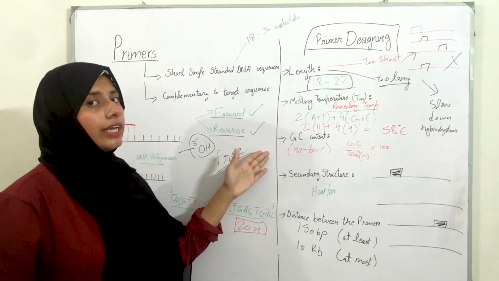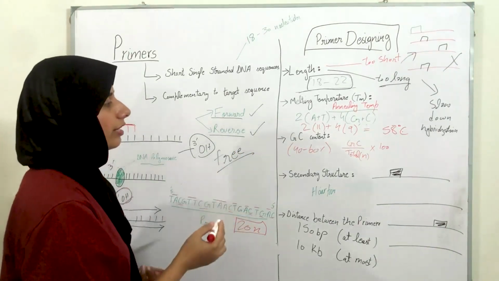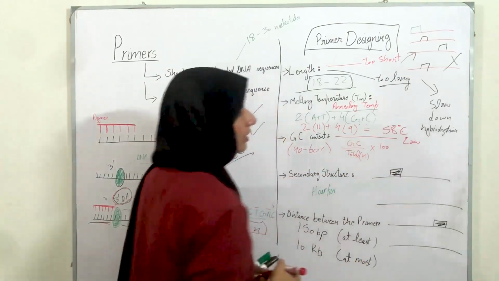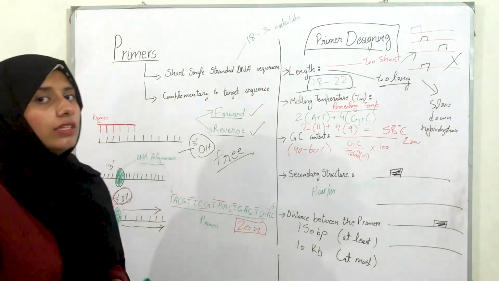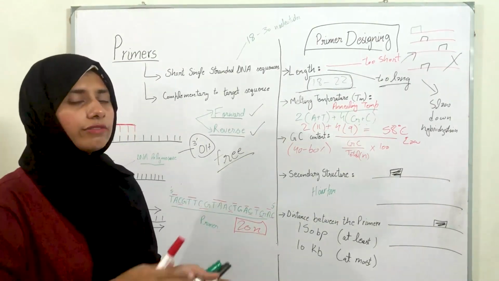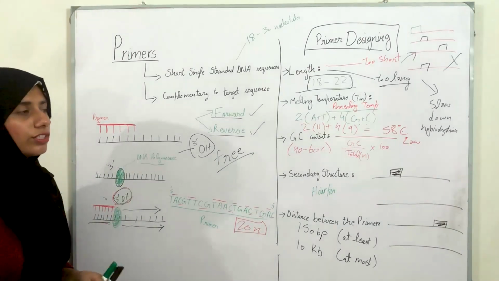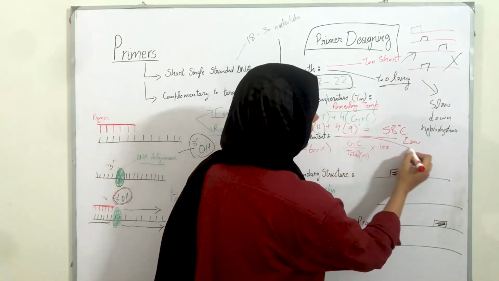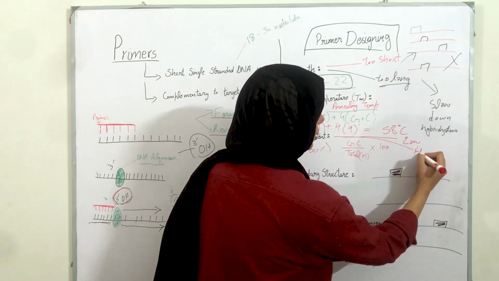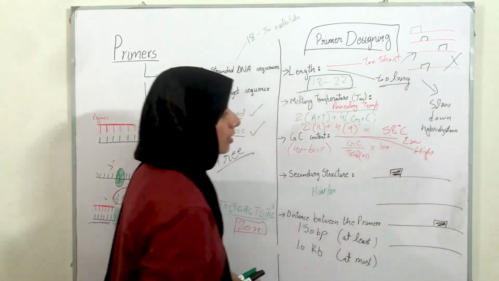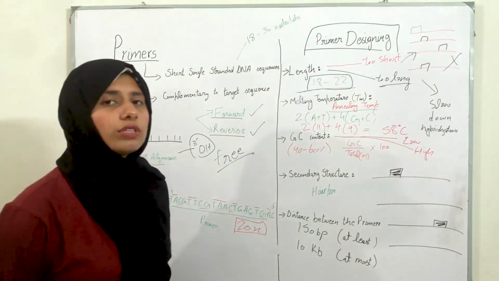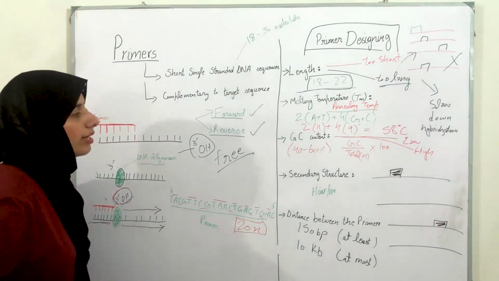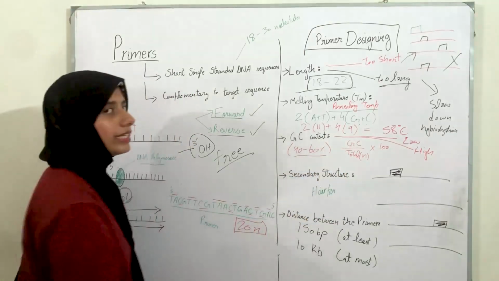Next we have GC content. It is very important. If GC content is low, then there is a chance that your primer will not bind, or if it is already bound, there is a chance that it will come loose and go away. Or if there is high GC content, then again there is a chance of slowing down your hybridization process. That's why the GC content must be 40 to 60%.